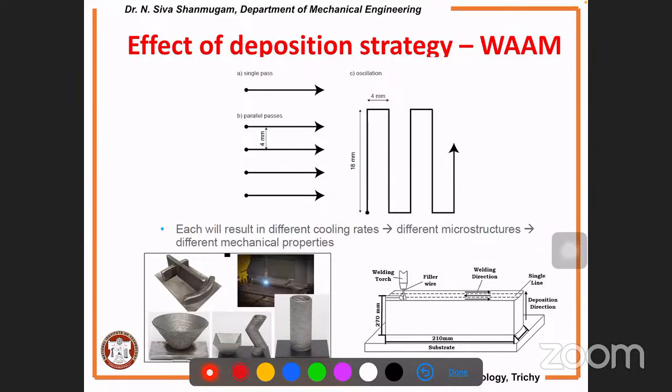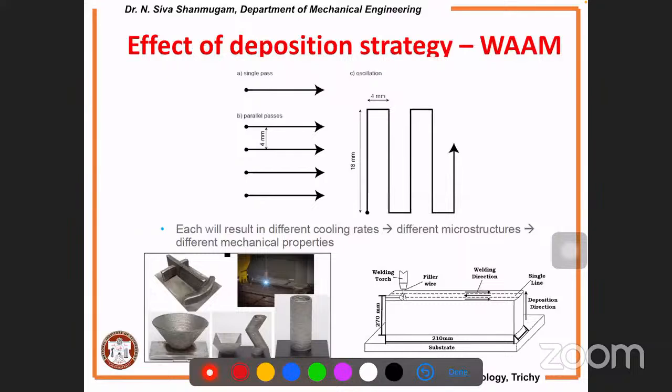Then you adapt the different movement of the torch. Sir, you can go for a single pass or a parallel pass or different oscillation. You can use the manipulation technique, something like a sine wave, square wave, circular weaving method, a type of zigzag movement. Any method you can adapt according to the requirement and configuration of the component. So if you adapt this technique, automatically you are controlling the cooling rate. Once you are controlling the cooling rate, you can attack the morphology of the material.